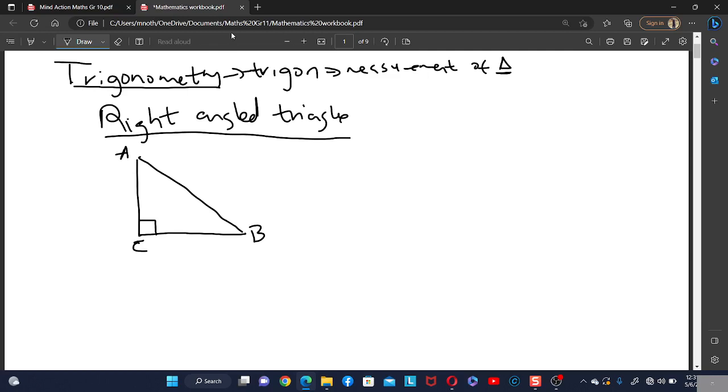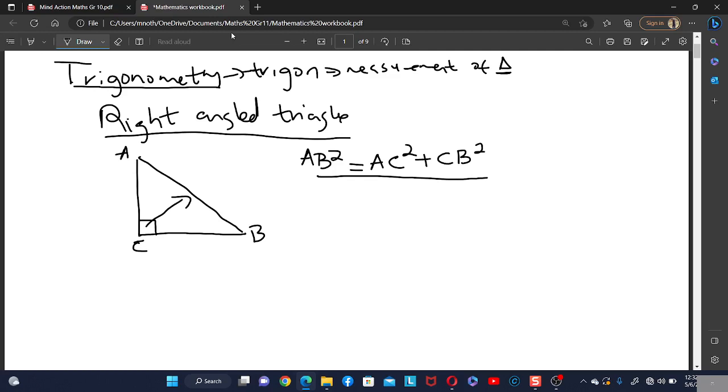So what do we know about the right angle triangle? What we know is that the side that is opposite to 90 degrees squared, so AB squared, is equal to the other two sides squared. So it's equal to AC squared plus CB squared. So the first thing that we focus on in right angle triangles is the theorem of Pythagoras.